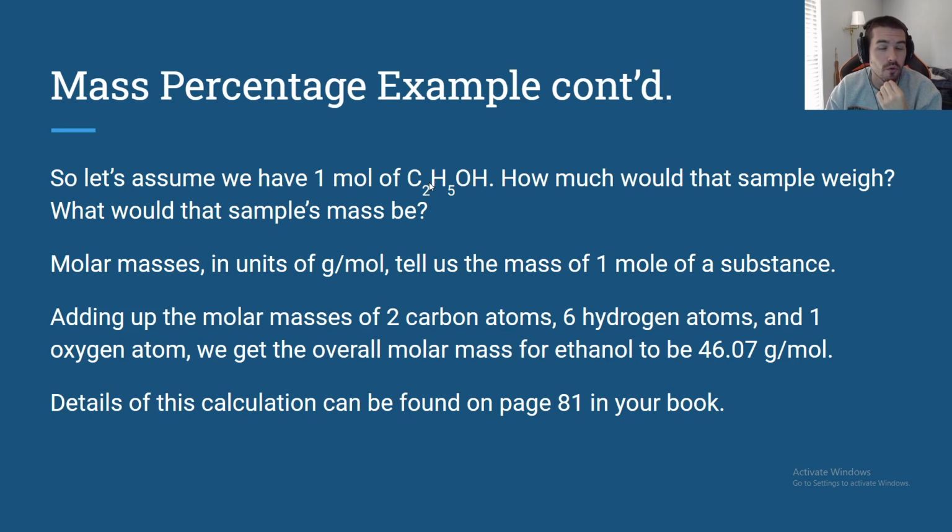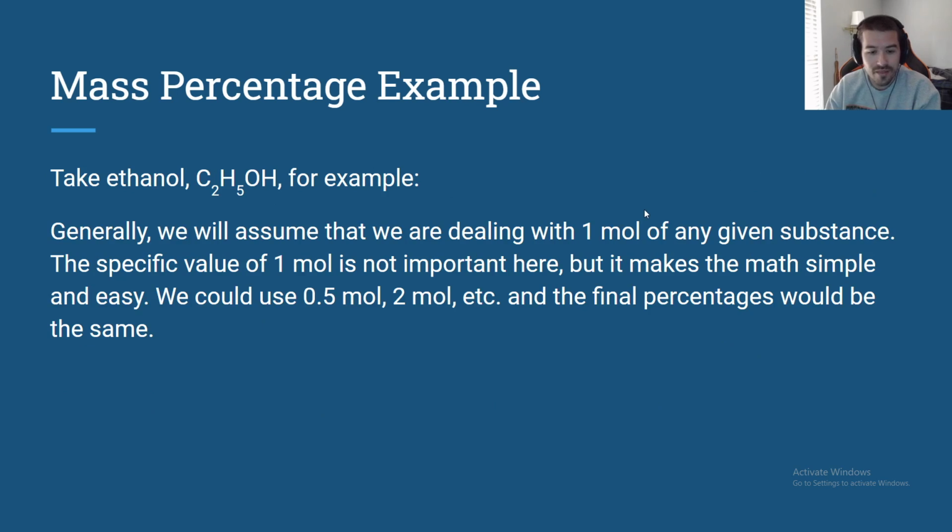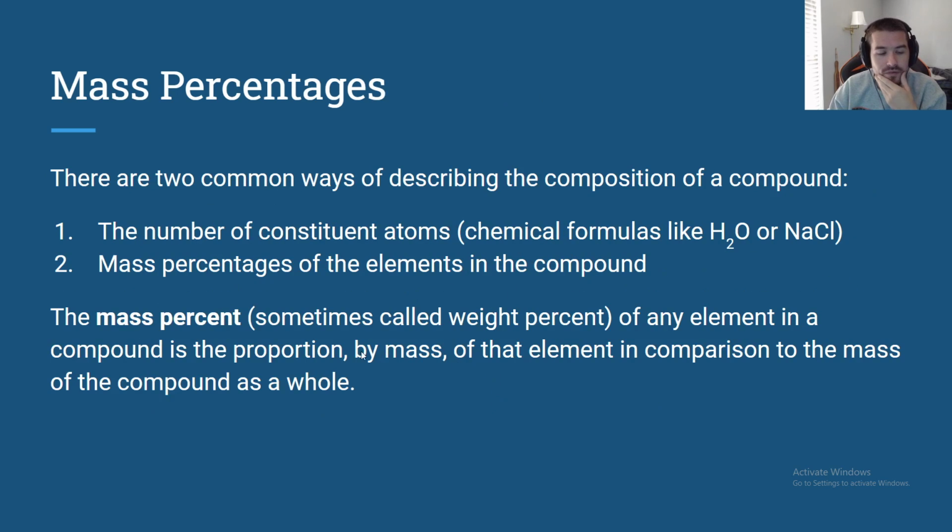That means that we have 6.022 times 10 to the 23rd molecules of ethanol. The first question we need to ask ourselves is, how much would that sample weigh? What's the overall mass of this compound? That is important because if I go back to the definition of a mass percent, one of the things we need to know is the mass of the compound as a whole. We're going to be comparing the mass of any one element in a substance to the mass of the compound as a whole.